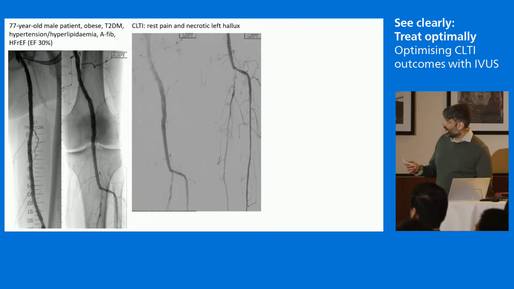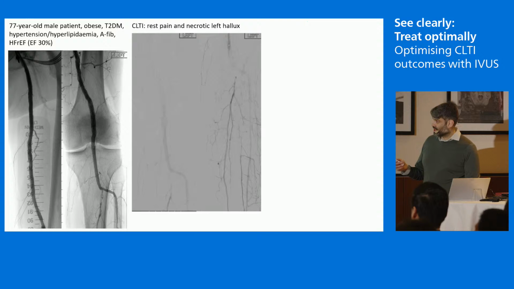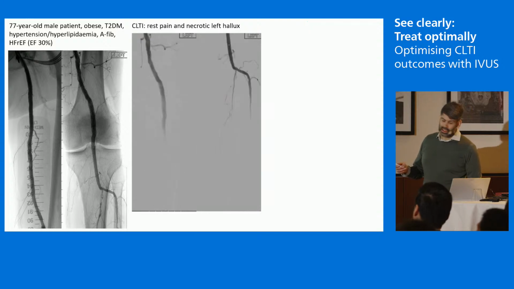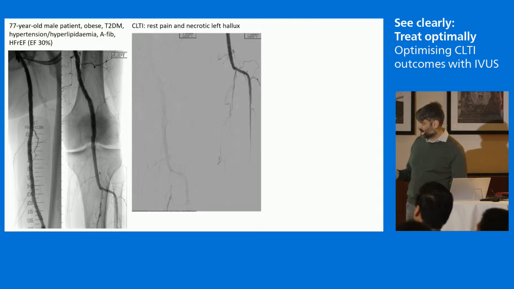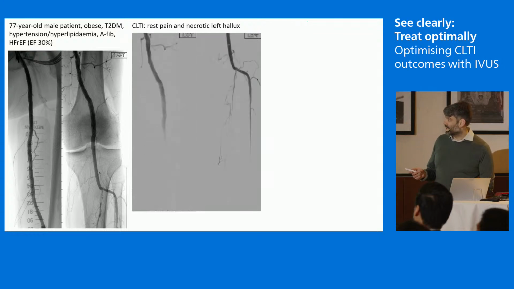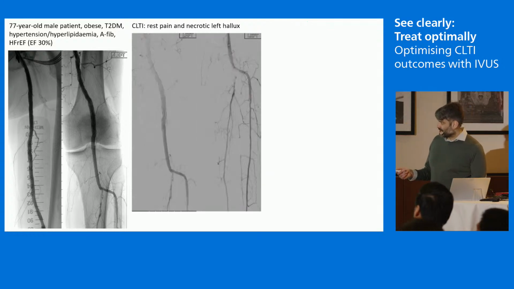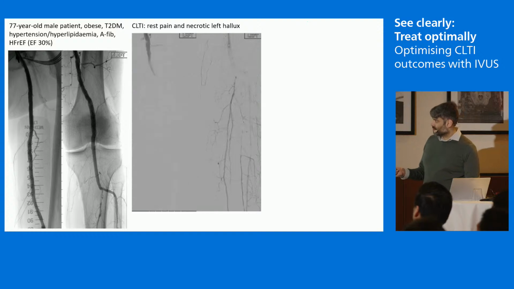Again, looking at how IVL can modify the calcium and change the compliance. So this is a patient who is in their late 70s, obese, type 2 diabetic, with various medical problems, including atrial fibrillation and heart failure with a reduced ejection fraction of 30%, but pretty functional as it goes. You can see he's got that classic diabetic pattern of disease with a wide open fem-pop segment, but then in the tibials is where things start to get interesting.